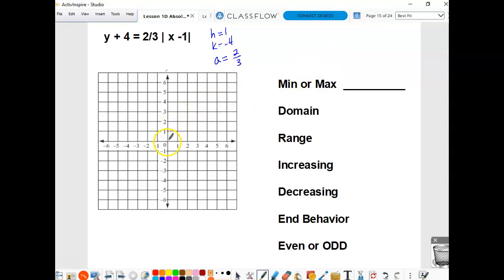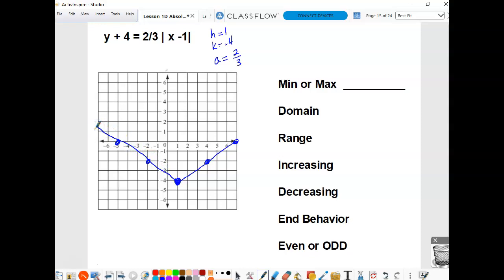All right, so my vertex is now at positive 1, negative 4. And from there, I'm going to go up 2 and over 3. Up 2 and over 3. And I do the reflection of that to get the other half of the graph. And there is my absolute value graph.